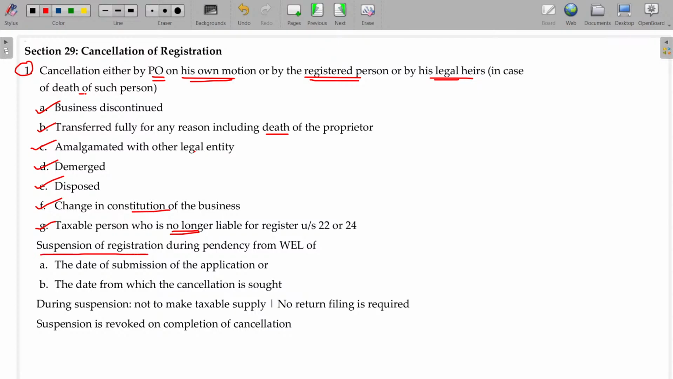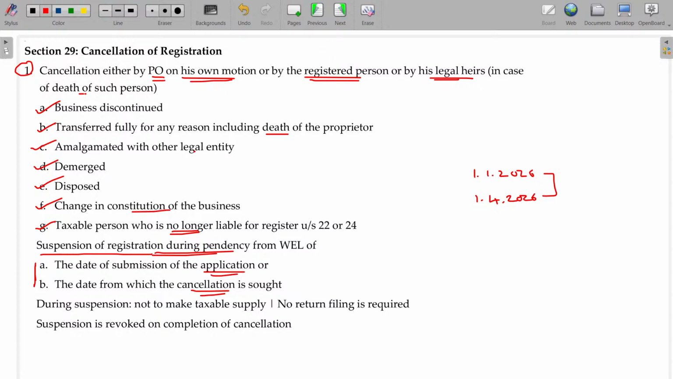Now, rather than cancellation, it may be temporarily suspended during the pendency, from the date of submission of the application or the date on which the cancellation is sought. So you applied for cancellation on 1st January 2026. You want to cancel from 1/4/2026. During this period, it is called suspension. It is called suspension temporarily.